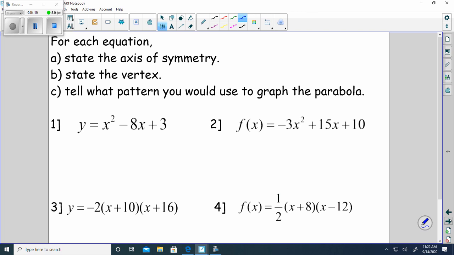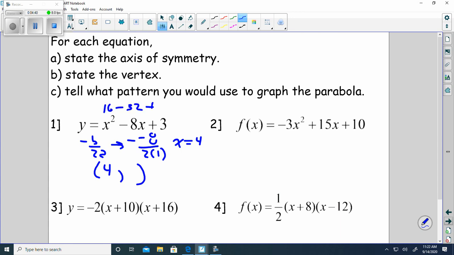So state the axis of symmetry, state the vertex, and what pattern graph would you use? I'm going to use negative b over 2a on this one. So I'm going to get negative negative 8 over 2 times 1, so that's 8 over 2. My axis of symmetry is 4. My vertex is going to be at 4 comma something. So that's 16 minus 32 plus 3, so negative 13 is my vertex. And since there's a 1 right there, my pattern graph is 1, 3, 5 to graph it.